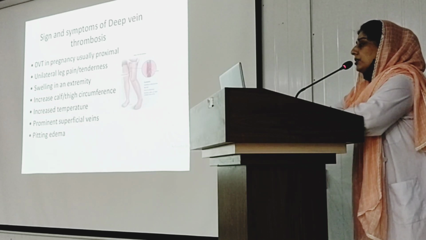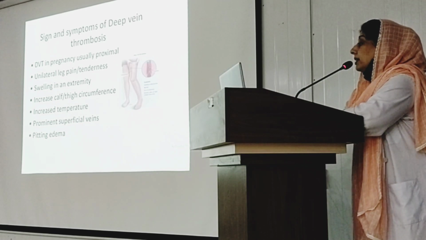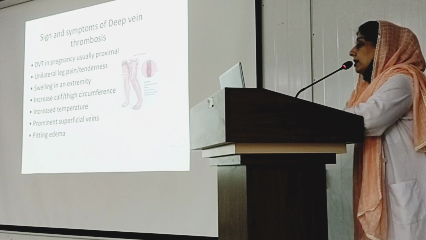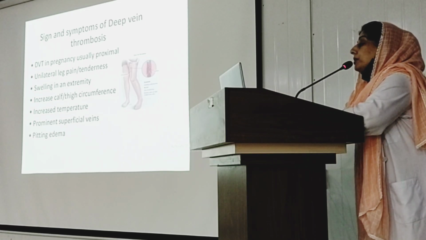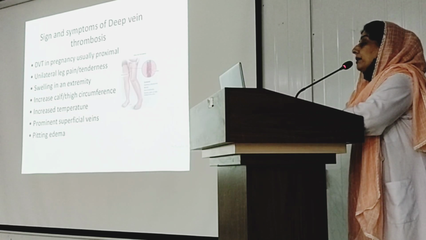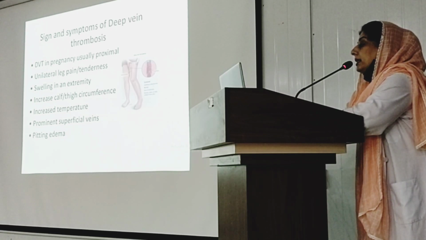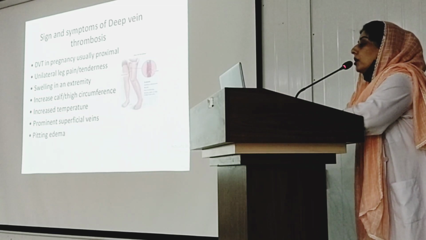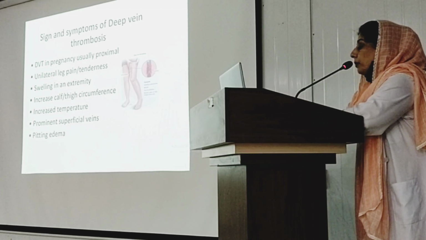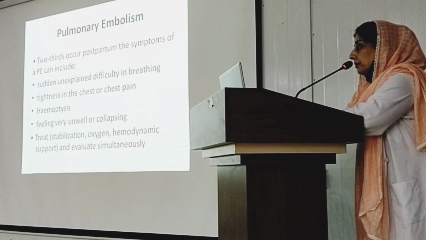The signs and symptoms, as you can see, the picture is here. It mostly happens in the thigh, and it is usually proximal. The patient will complain of unilateral leg pain or tenderness, and swelling in the extremities. These are symptoms and signs. Increased calf or thigh circumference, increased temperature, prominent superficial veins or pitting edema may be present.